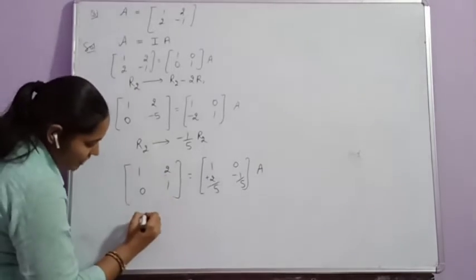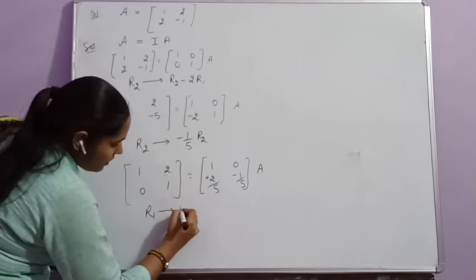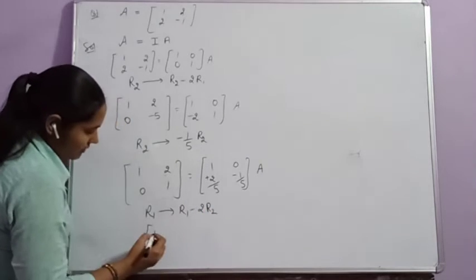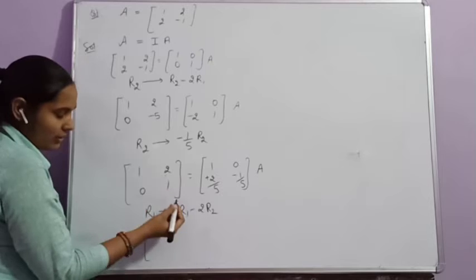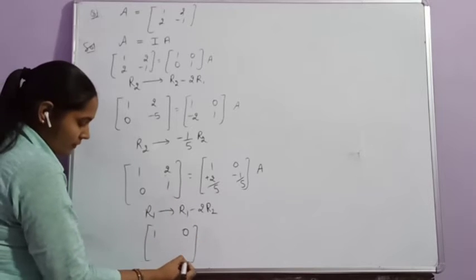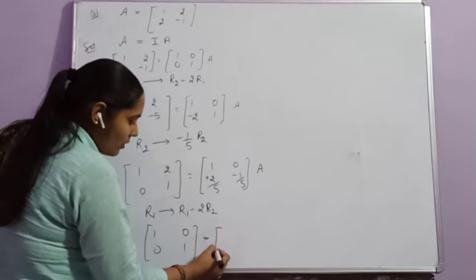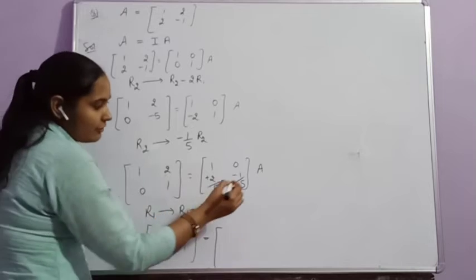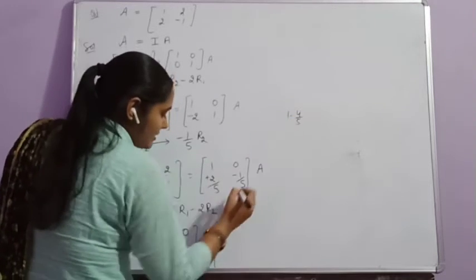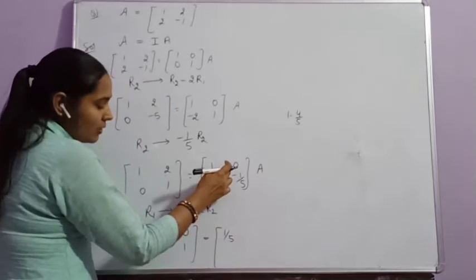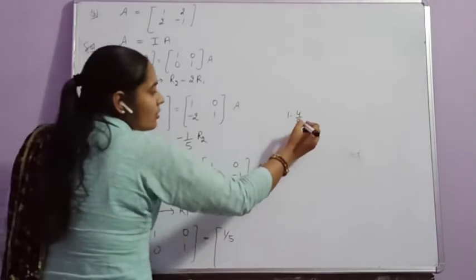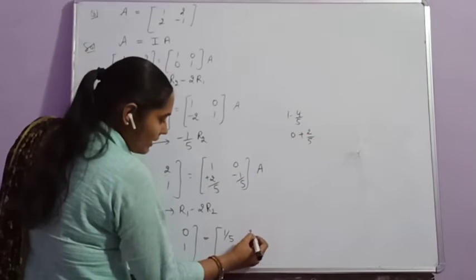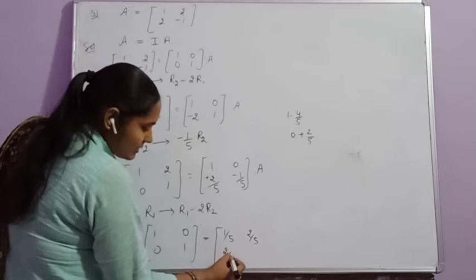So the operation applied is R1 tends to R1 minus twice of R2. 1 minus 0 is 1. 2 minus twice of 1 is 2 minus 2, that is 0. 0, 1 is equal to 1 minus twice of R2. 1 minus 4 by 5 is 1 by 5. 0 minus minus plus 2 by 5 is equal to 2 by 5. The second row elements will remain the same.